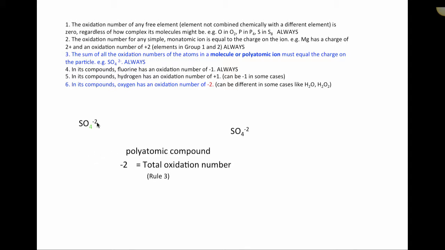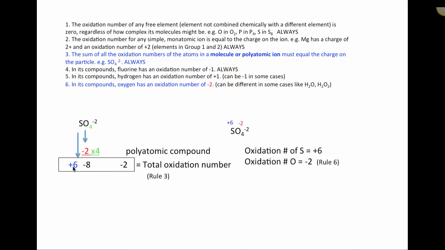Now here's another example, sulfate, SO4 2-. Again, we're using rules 3 and 6, and we can assign oxygen as minus 2, and there's 4 oxygens, so I have a total of minus 8 for the oxygen side, and the total oxidation number must equal minus 2, which is the overall charge. So the oxidation number for sulfur must be plus 6. So from that math, we have the oxidation number of sulfur plus 6, and for oxygen minus 2.